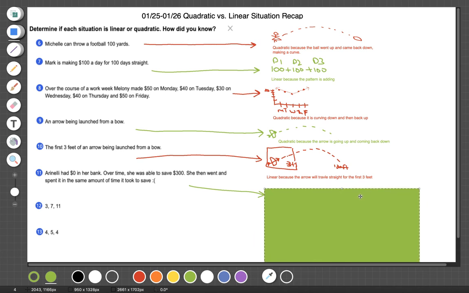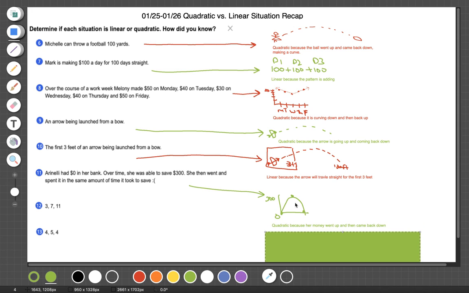And finally, for the ones I kind of reviewed here, Aranelli had $0 in her bank. Over time, she was able to save $300. She then went and spent it in the same amount of time as it took to save. Sad face. Well, if we think about Aranelli's money, she has $0, then saves up to $300 and spends it, goes back down to $0. That looks like a quadratic because her money went up and then it comes back down.